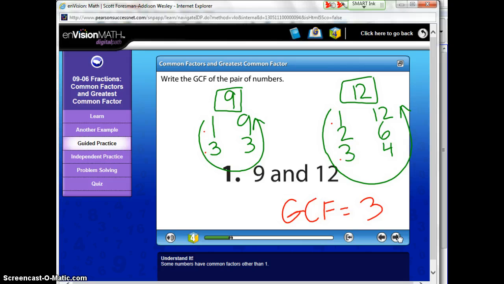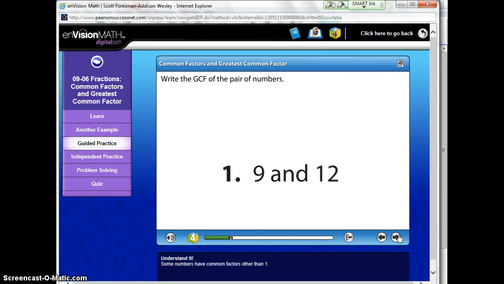Today, when you do your practice, I would give you 1 full point if you had all the factors of 9. I'd give you a 2nd point if you had all the factors of 12, and I'd give you a 3rd point if you chose the right greatest common factor. So most of your work today will be worth 3 points. All right, I'd like you to pull out your iPads. Now you'll have to write a bit smaller today.